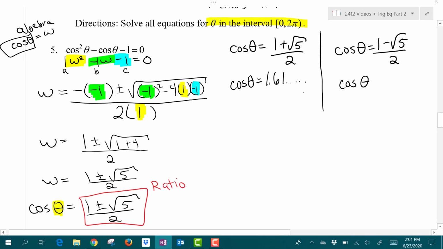Okay. So what do we know about cosine? We should know by now that cosine ratios actually only bounce between -1 and 1. This ratio is actually too big. Alright, so let's see what happens. Let's say that I didn't know that.